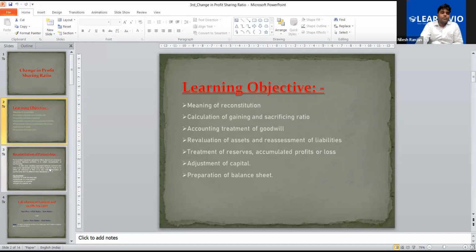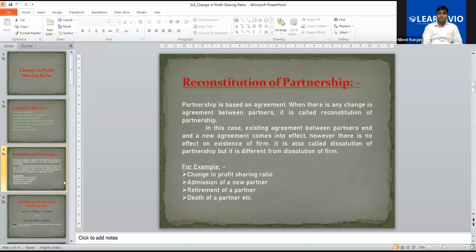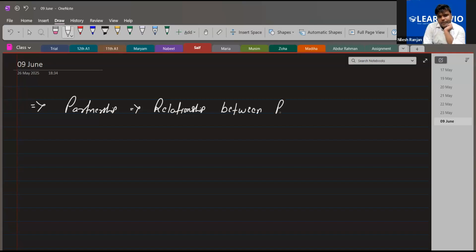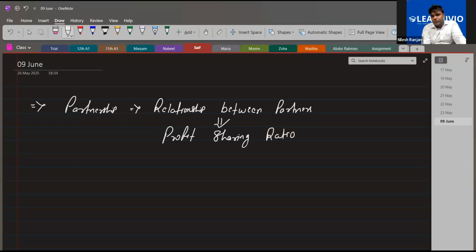Now the first thing is, what is the meaning of reconstitution? First of all, I have told you in many previous classes that partnership is a relationship. It is also written in the definition, if you remember. Partnership is a relationship between partners. Now, can you tell me what is this relationship between partners? It is agreement, their profit sharing ratio. Yes, it is agreement. Obviously, the relation between them is based on agreement, but their actual relation is profit sharing ratio. That's how they are connected to each other.